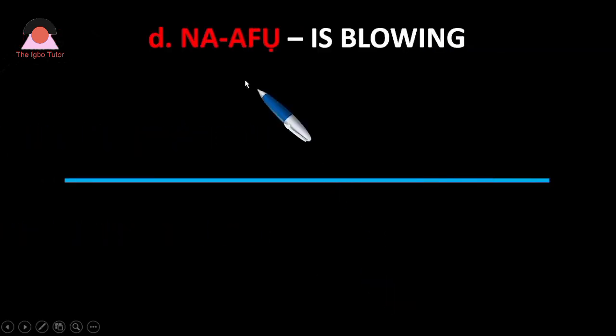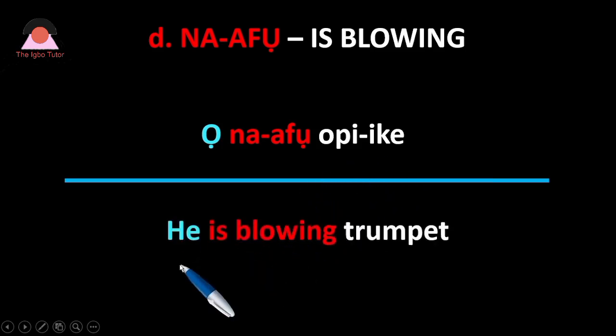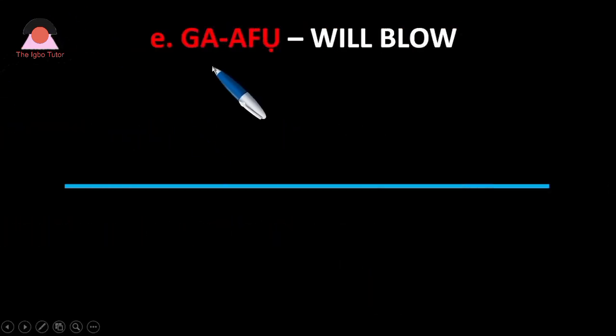Let's go to D. Na-afụ, is blowing. Sentence now. Ọ na-afụ opi ike. We're no more going to blow flute. We move to trumpet. Opi ike is trumpet, as you can see from the meaning here. He is blowing trumpet. Ọ na-afụ opi ike is blowing trumpet.